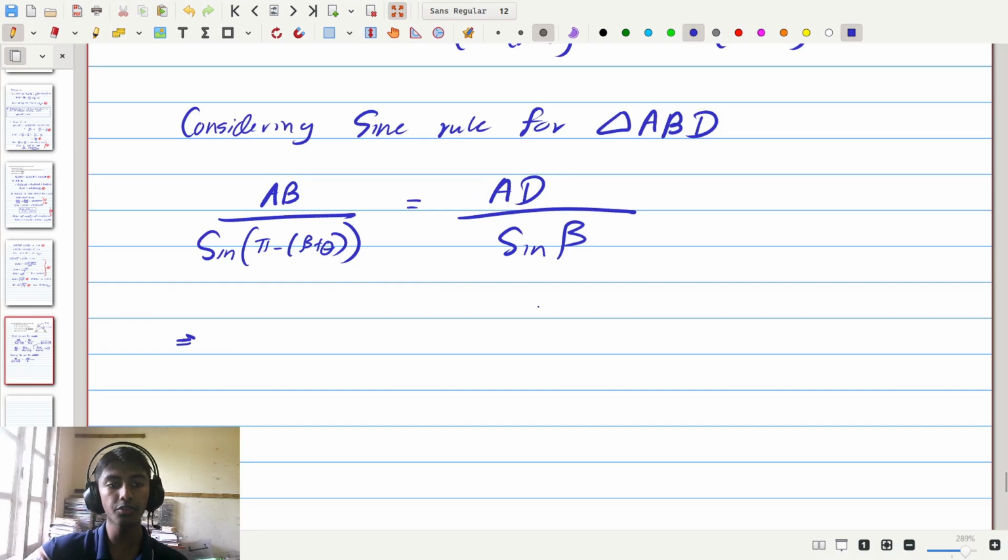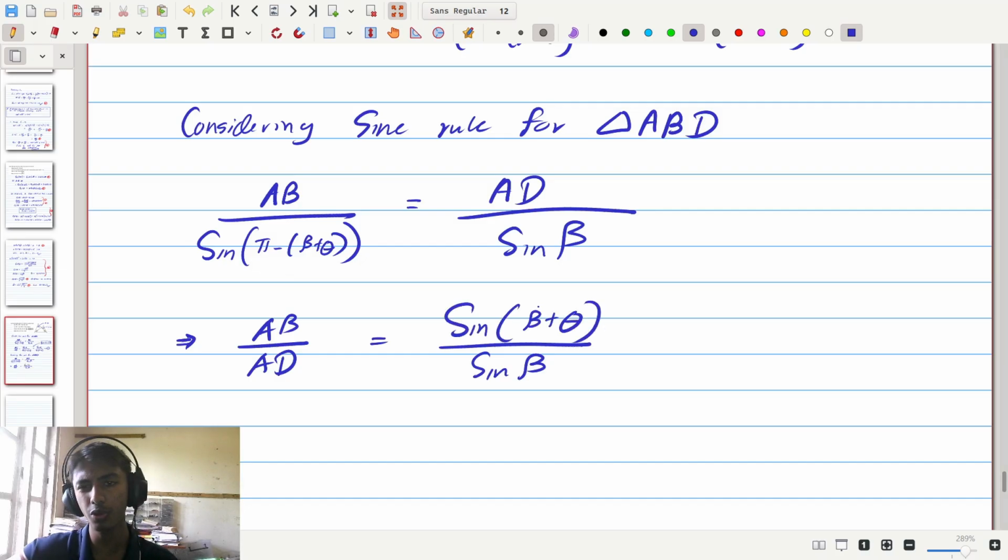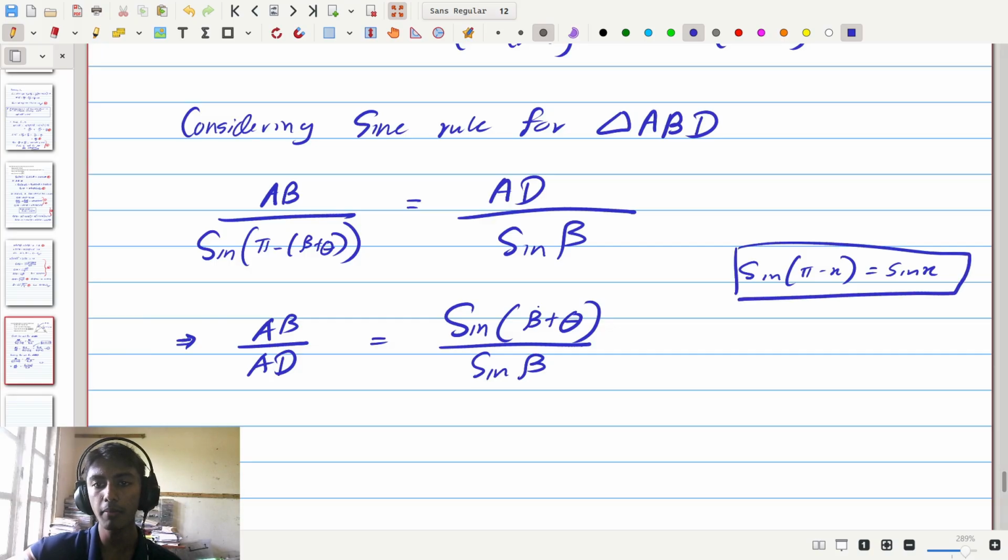Now what we want is AB divided by AD. So if I rearrange this, we can see AB divided by AD is going to be equal to, on the bottom we have sine beta, and on top we have the sine of pi minus beta plus theta, which as we know is going to be equal to the sine of beta plus theta. Once again, of course, we could say on this idea that sine of pi minus x is equal to sine of x. Put that in a box and maybe put an arrow here.